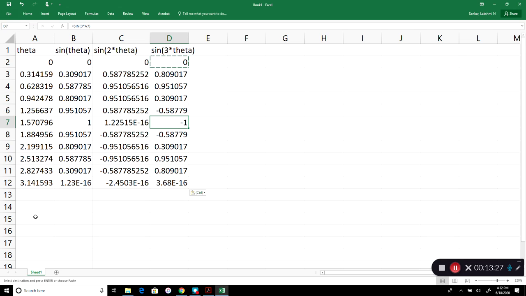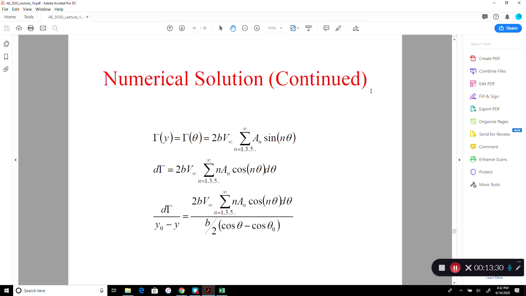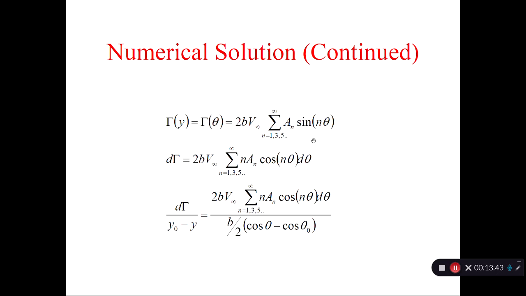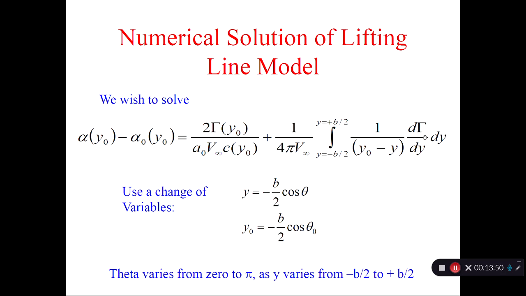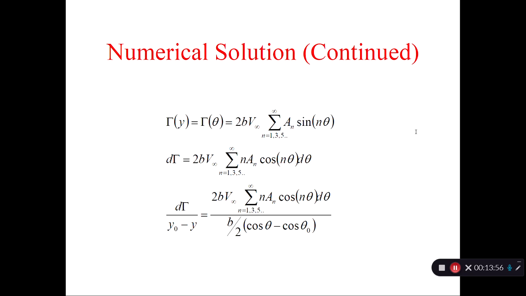So returning back to our PowerPoint slides, this is why Glauert picked only the odd terms, 1, 3, 5, 7. He only kept the sine terms. He did not keep the cosine terms. So this is what he did. So we need a d gamma because in the previous slide we have a d gamma over dy times dy. So d gamma is what we are after. So we can take a differential of gamma. Since these are all constants, why do we put a 2? It's just for convenience.